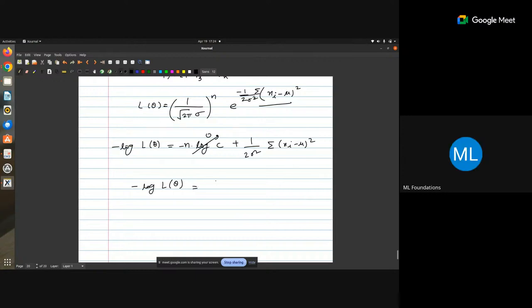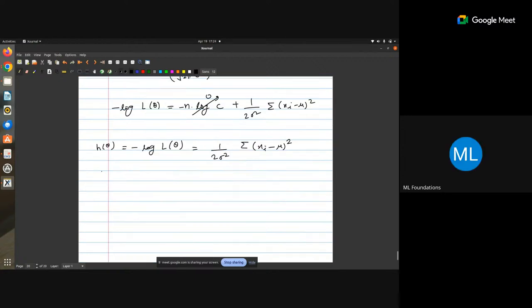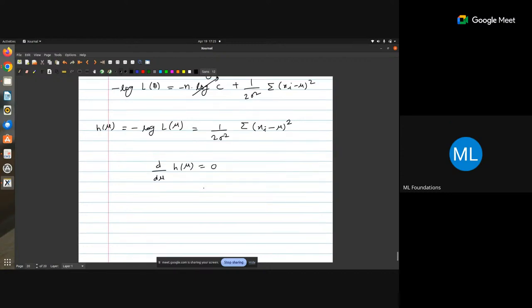So minus here is fine, right? Until this point everything is okay: 1 upon 2 sigma square, summation of xi minus mu to the whole square. This I'll say h of theta, or in this case, h of mu. This is the parameter I have to find. So d by d mu of h of mu, I have to equate to 0.